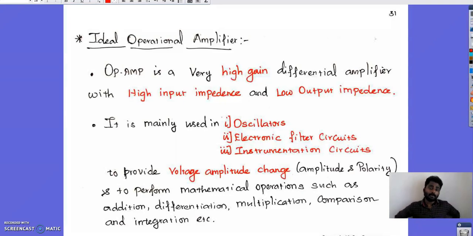These operational amplifiers are used in various applications. Some of the main applications are oscillators, electronic filter circuits, instrumentation circuits, etc. They are used to provide voltage amplitude change. That is, amplitude and polarity can be changed with the help of an operational amplifier in these applications. And as I said earlier, it performs mathematical operations like addition, differentiation, multiplication, comparison, integration, etc.